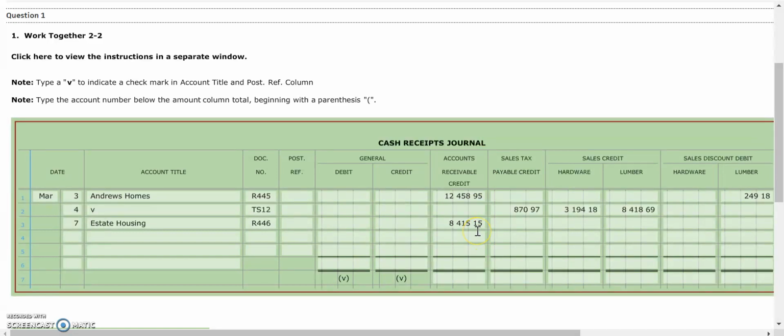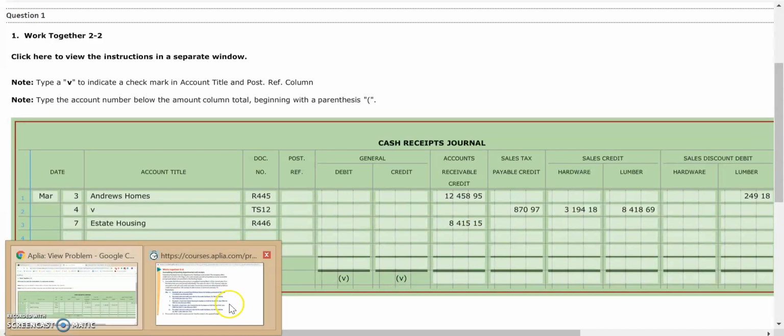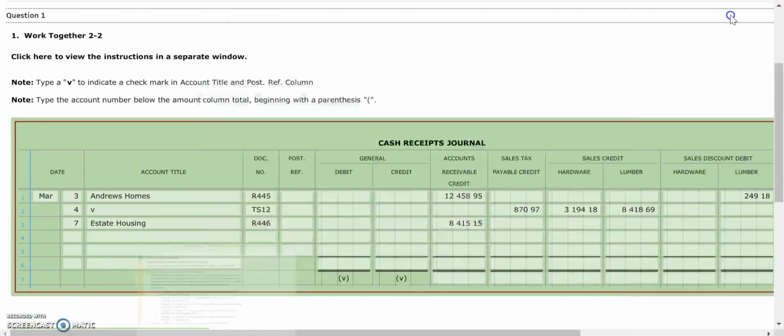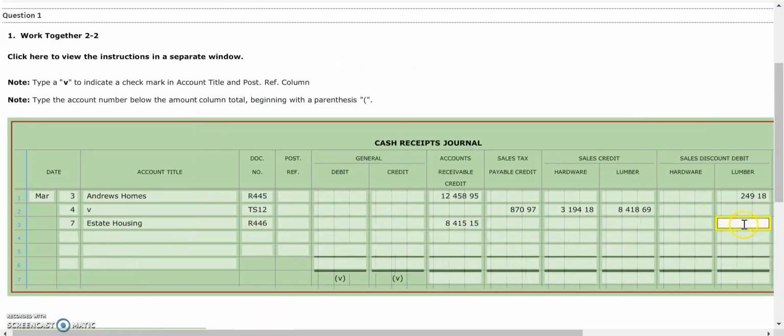But remember that they're also taking advantage of a discount. So if we look, our discount, this was for lumber, so it's going to go in our lumber section of our discount, which is over here. And we take that $8,415.15 and take that times 0.02, and their discount was $168.30.